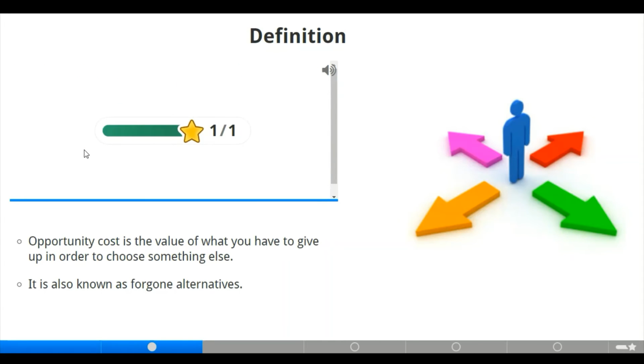Now that's it. Opportunity cost is the value of what you have to give up in order to choose something else. As you all know, it is also known as foregone alternative. This diagram is showing the different directions this one man has to choose from out of the 4 directions.